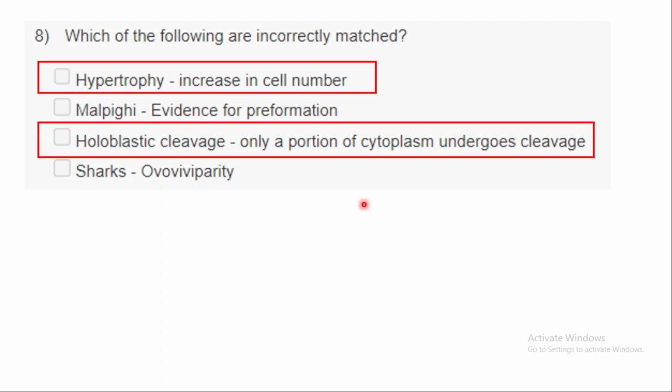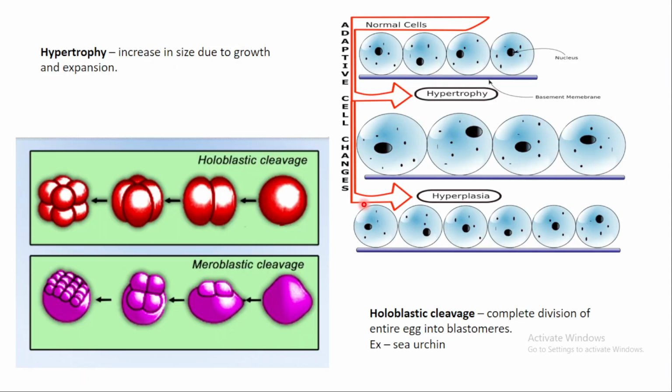Hypertrophy, increase in cell number, is incorrect, and holoblastic cleavage definition is also incorrect. Only a portion of cytoplasm undergoes cleavage. So let us see the explanation behind. Hypertrophy, if you refer to the diagram on the right hand side, is increase in size due to growth and expansion. So hypertrophy is not increase in cell number.